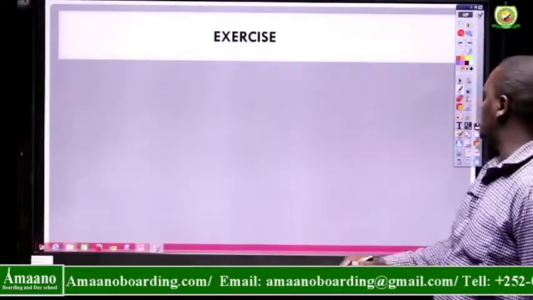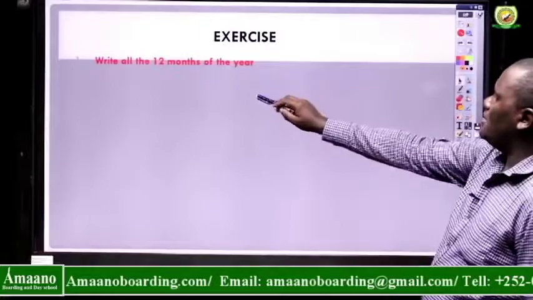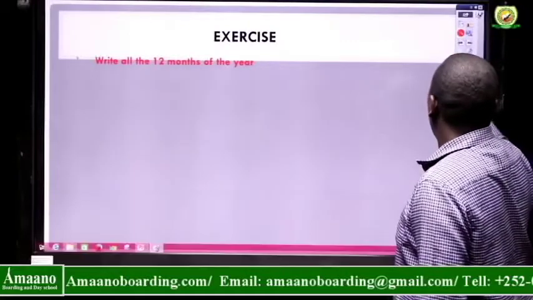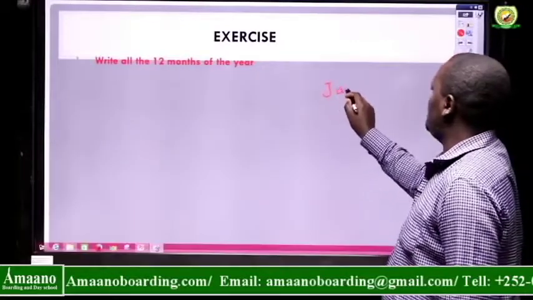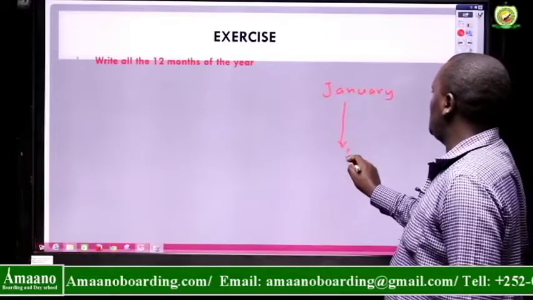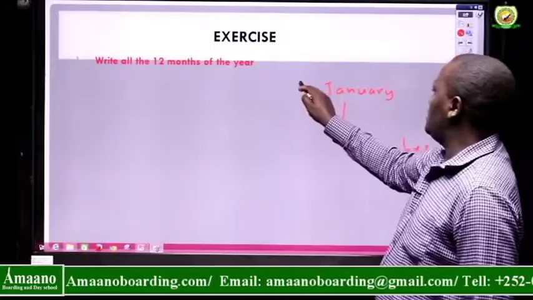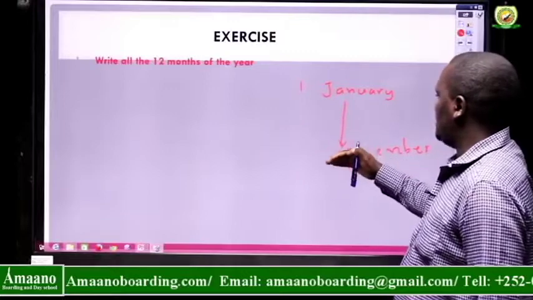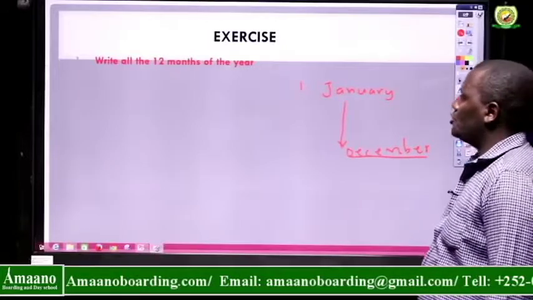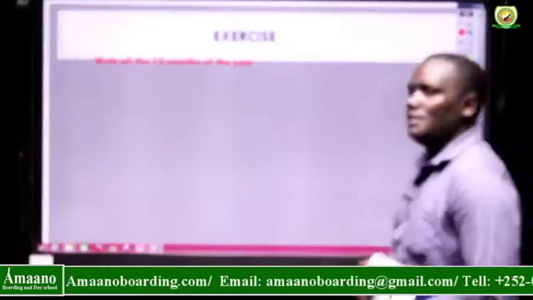Okay, let's check this exercise that you are going to try to do by yourself. Write all the months of the year, starting from January. I have written the first one for you, January, all the way up to December. Once you write that, you write the numbers too: January as the first one, February, March, like that, all the way up to December. That is your exercise to do at home. Try to do that exercise, then we shall continue from there in the next lesson.